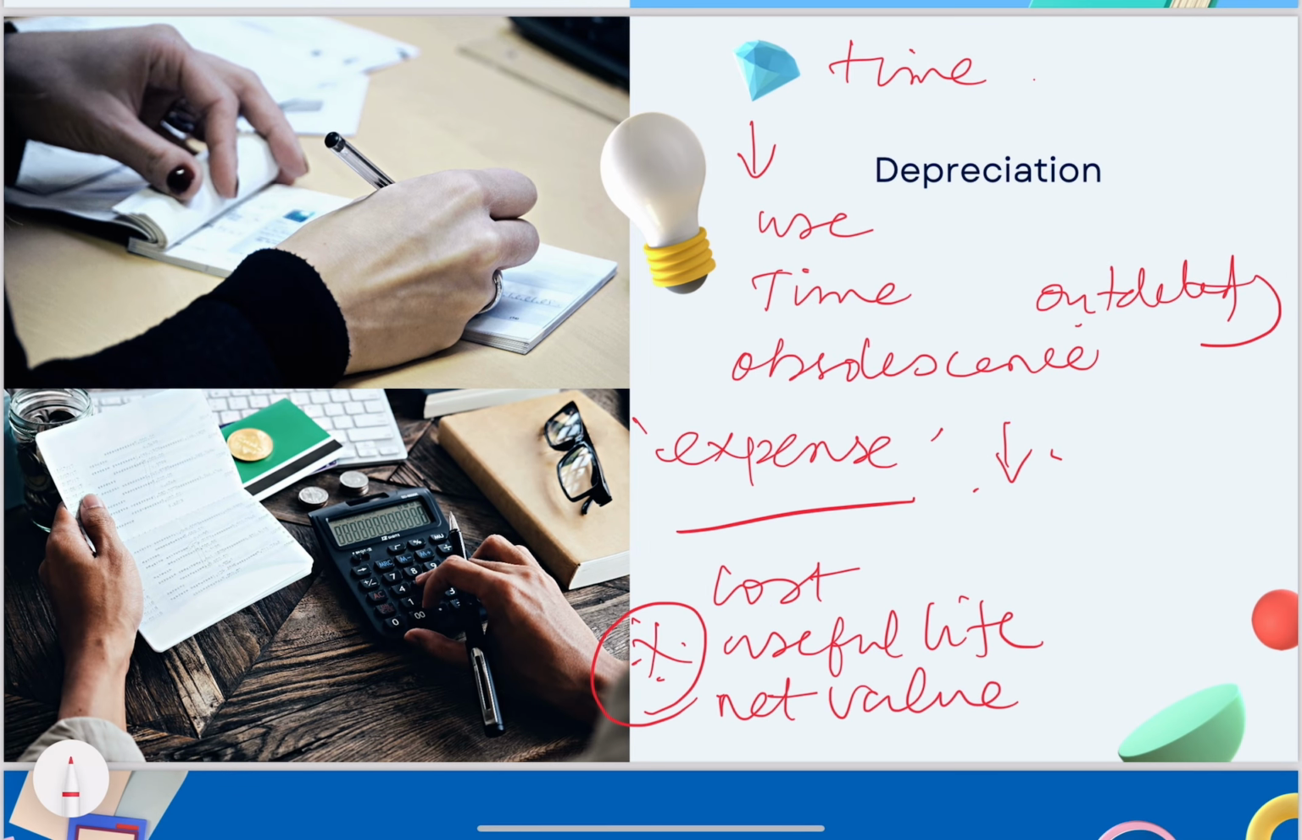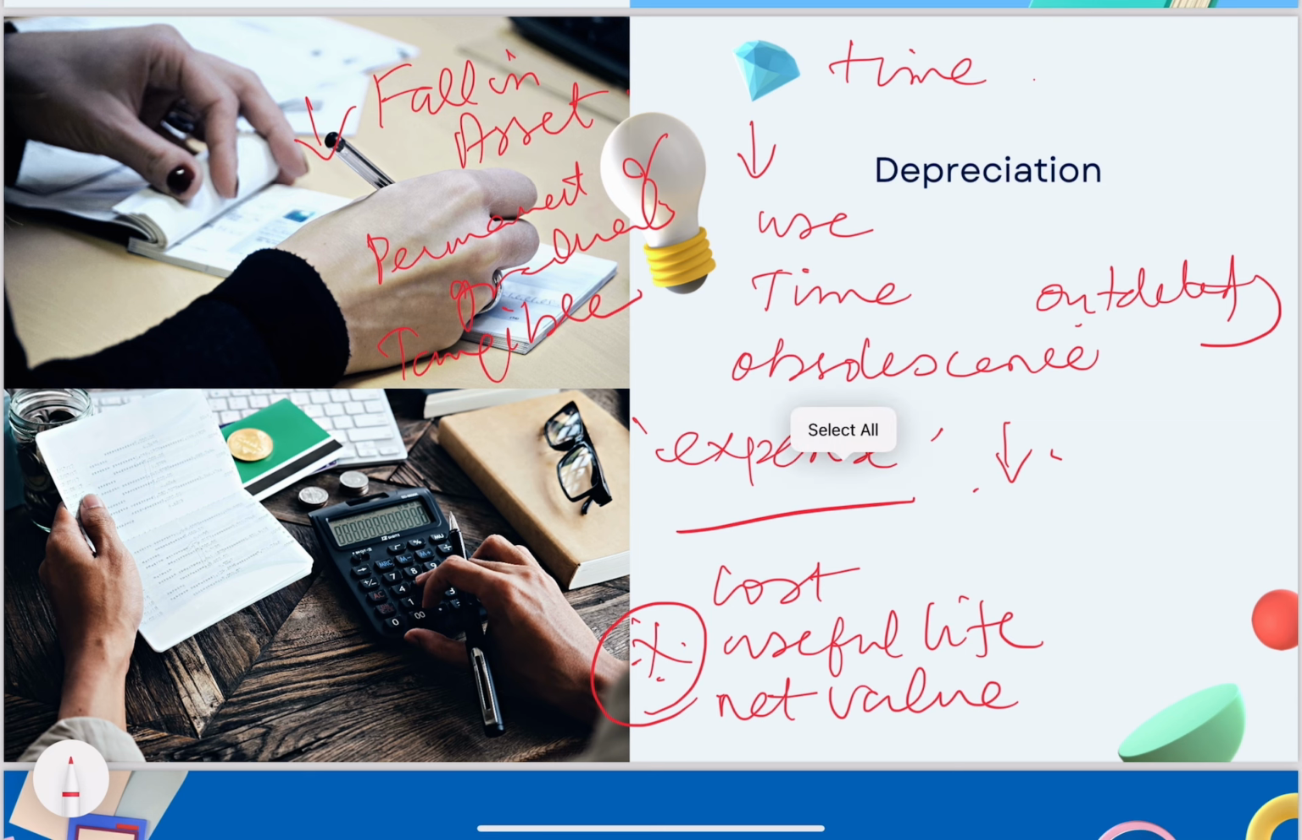So the features would be fall in asset value. It always means a reduction in the book value of assets, right? Like buildings or machinery or furniture. They will have a decline in the value. The decrease happens slowly over time and it's not temporary. So it's permanent and gradual depreciation. It doesn't happen overnight. Then also it is related to tangible fixed assets. Applies to things that you can see and touch, not land. Land usually doesn't depreciate so much.